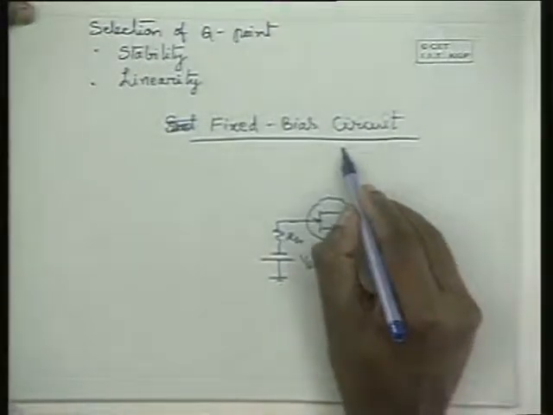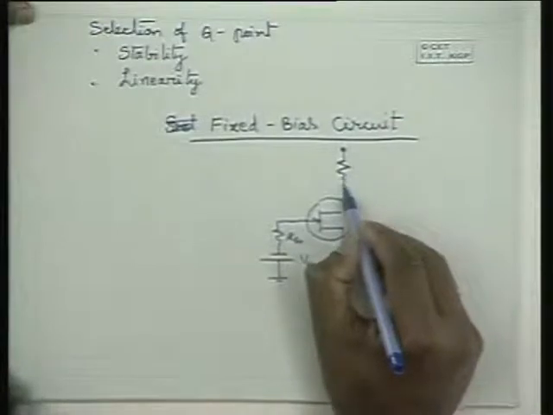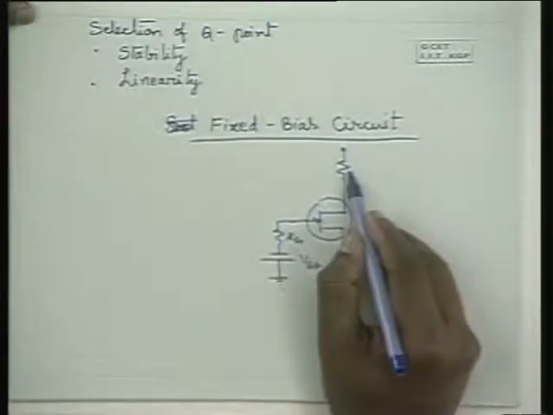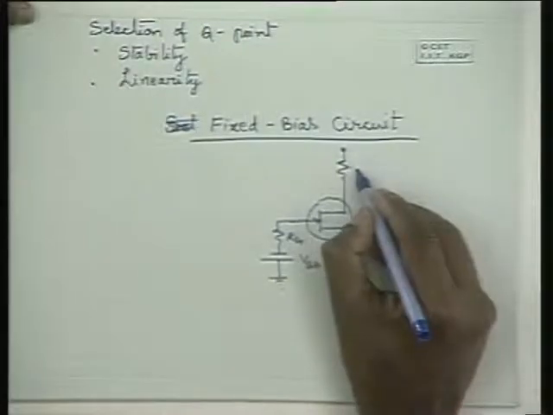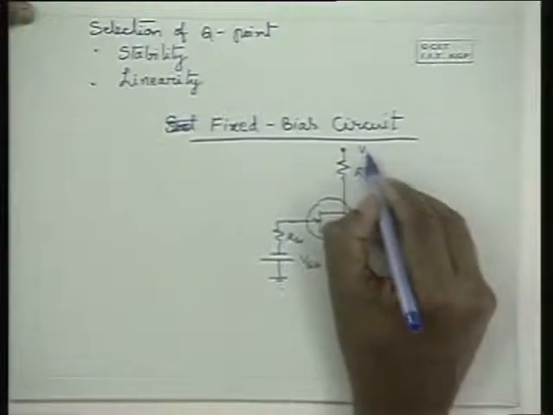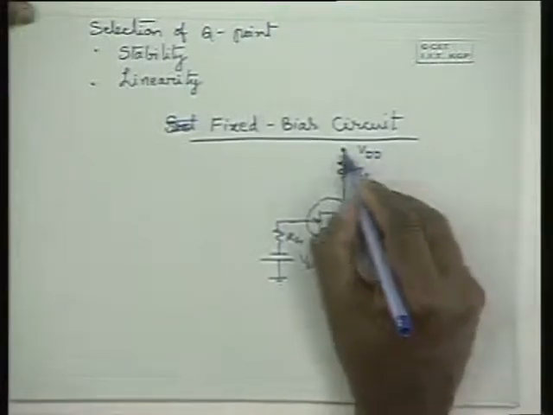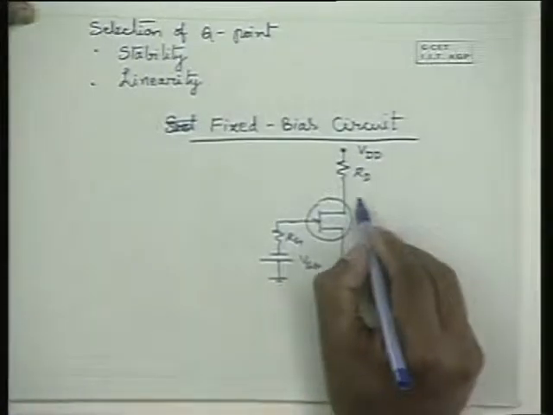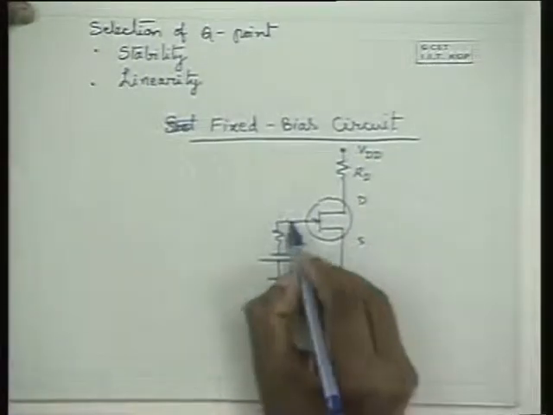And to the drain, through a drain resistance which is required to get an amplified output. So we use a drain resistance and we apply another source. Through another source we bias the drain to source channel. So this is the fixed bias circuit.